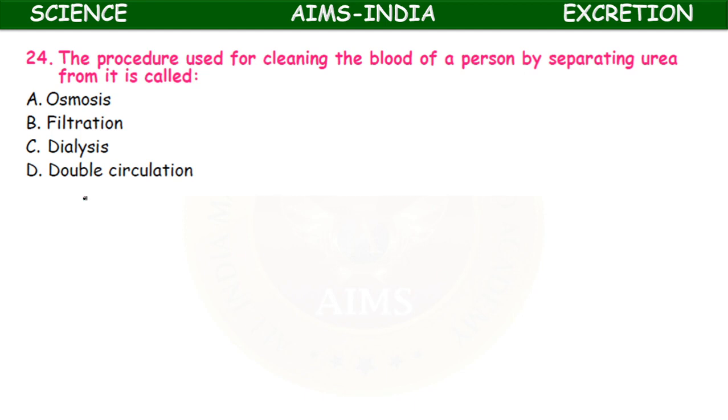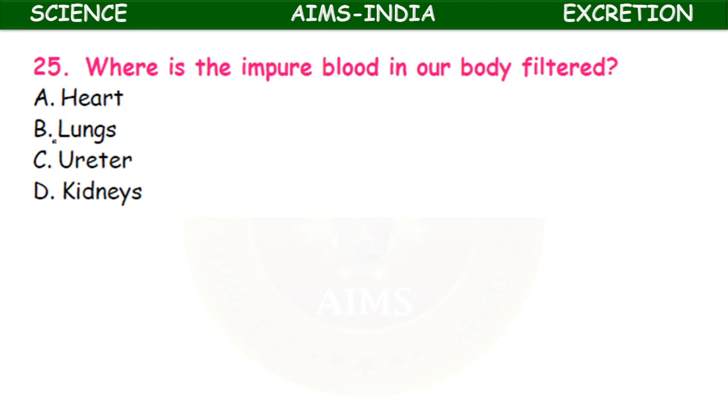Which one? Dialysis. Okay, the procedure used to clean the blood of a person, separating urea when kidney failure occurs, that is artificial kidney dialysis. The artificial kidney was discovered by William Jacob. Where is the impure blood in our body filtered? Heart, lungs, ureter, kidneys. In the kidneys, the blood purifying organ.